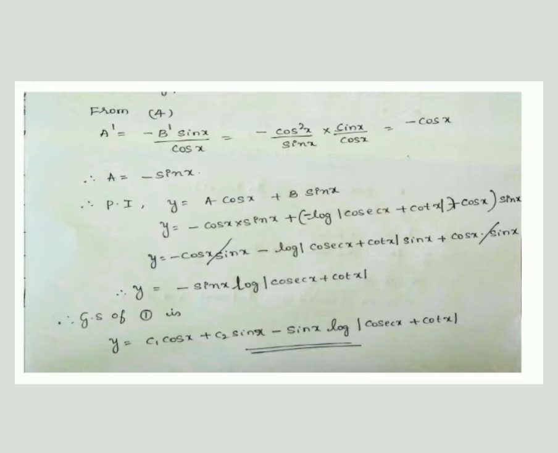So from that we will obtain a is minus sin x. So substitute that in the particular integral in equation number 3 and simplify this. We will obtain y as minus sin x into log of cosecant x plus cot x. So therefore the general solution of equation number 1 is the sum of the complementary function and particular integral.